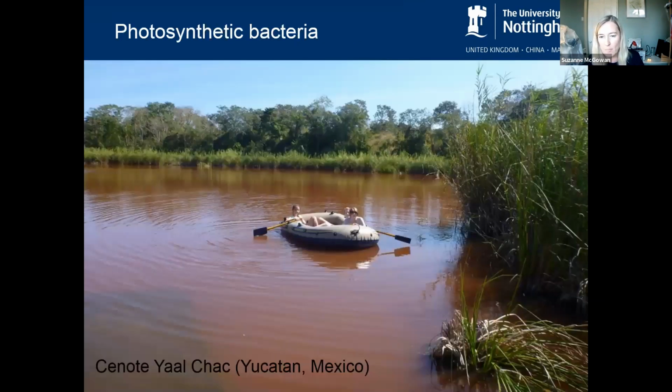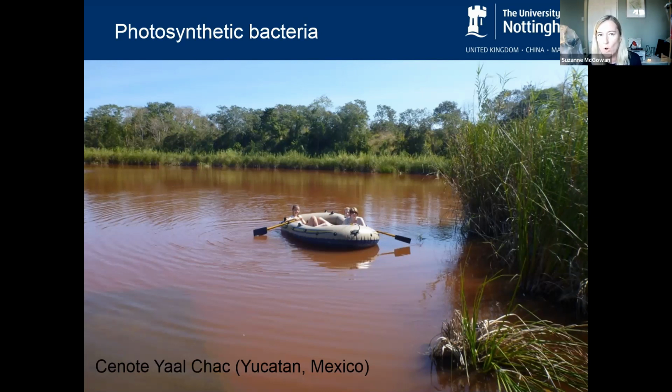This is a nice example of a pigment called okenone, which comes from purple sulfur bacteria. This is when a lake in Mexico had turned over, so it had released all of these anoxic bacteria from the depth of the lake. You can see you get this purplish reddish colour from those photosynthetic bacteria. Essentially, I'm interested in looking at the pigments that come from photosynthetic organisms.